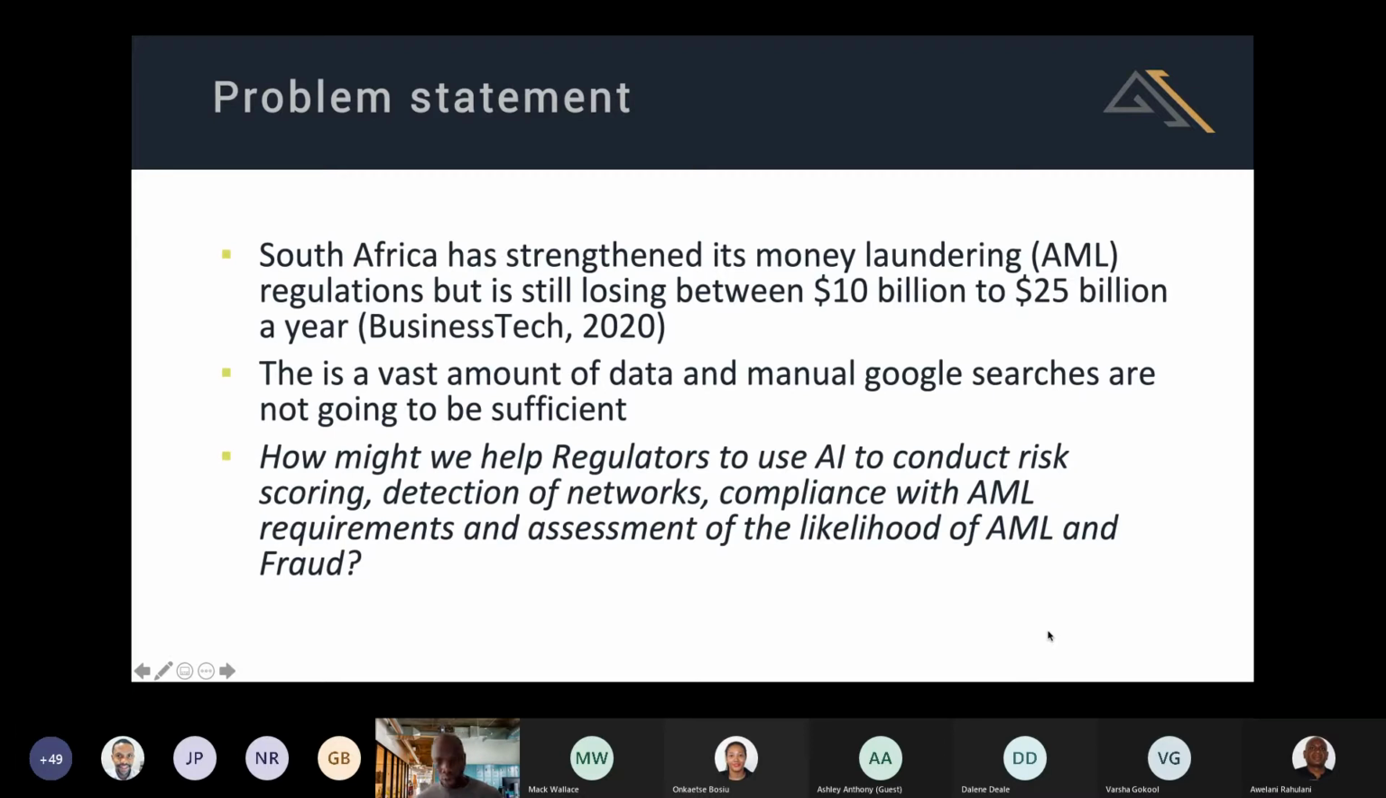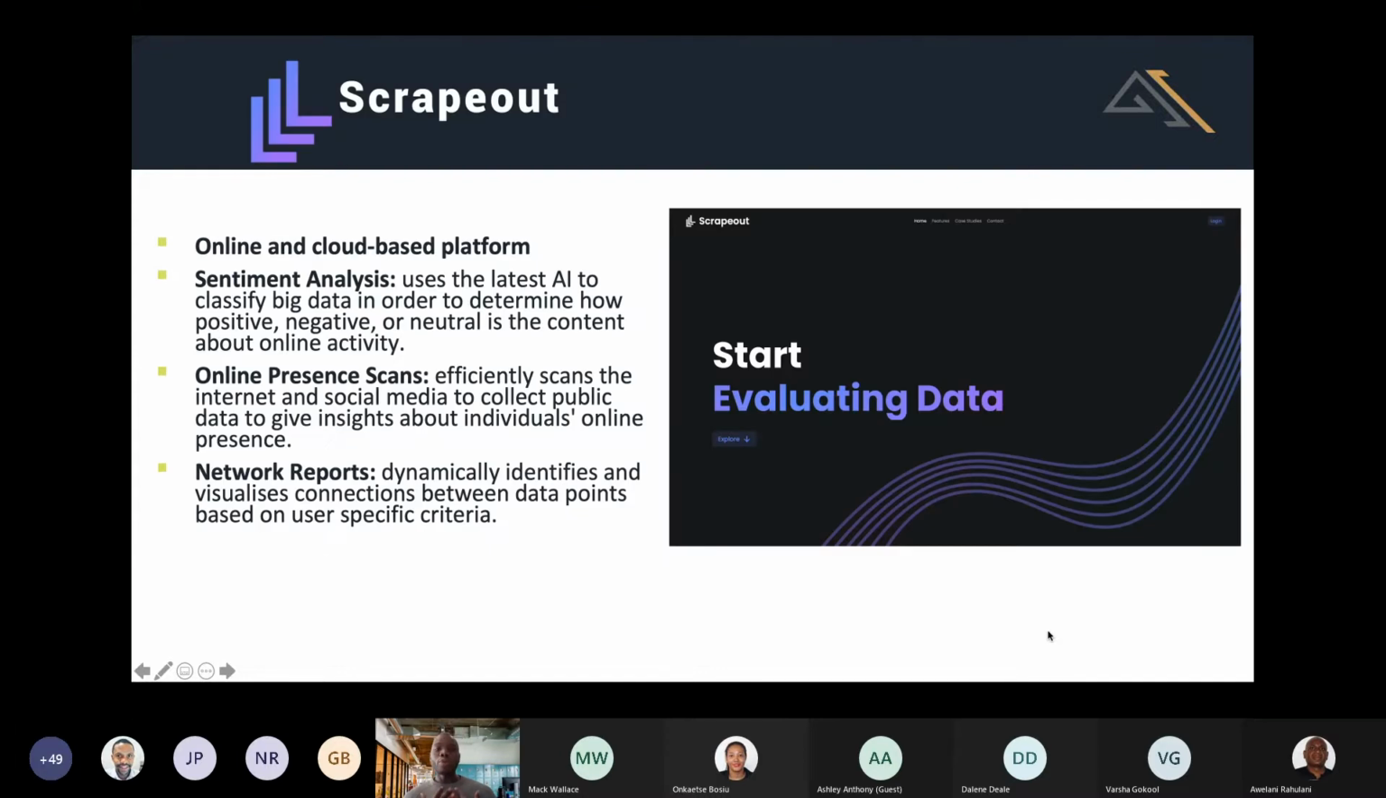So we are going to answer this particular problem with the solution that we developed, and show how we help regulators use AI to conduct risk scoring, detection of networks, compliance with AML requirements, and assessment of the likelihood of AML and fraud. This hackathon came at a very interesting time, because we were developing what we call Scrapeout. Scrapeout is an online cloud-based platform that does three things: sentiment analysis, online presence scans, and network reports.